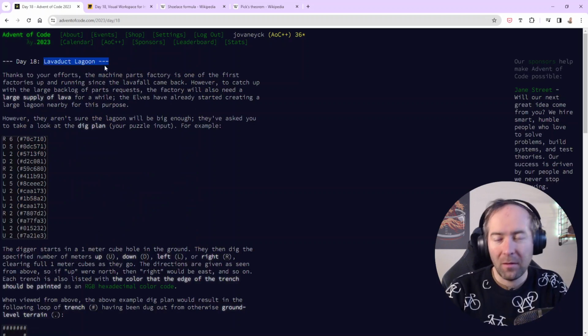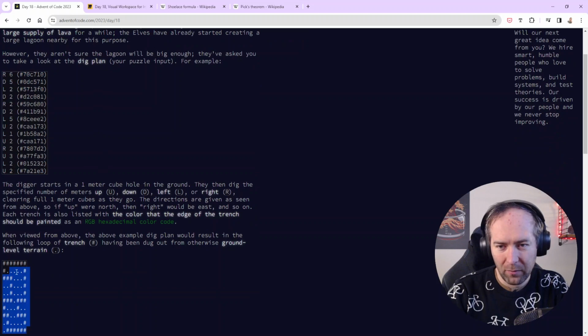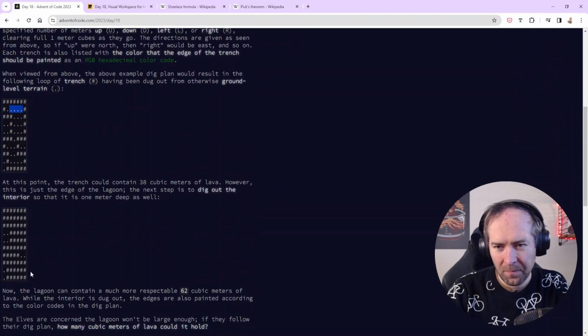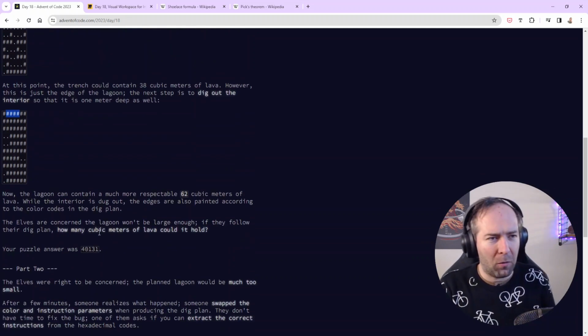18 is the lava dip lagoon one with the trenches, and then we dig out everything inside the trench, and then we calculate the number of cubes that we dug out. So we could hold a whole bunch of lava.